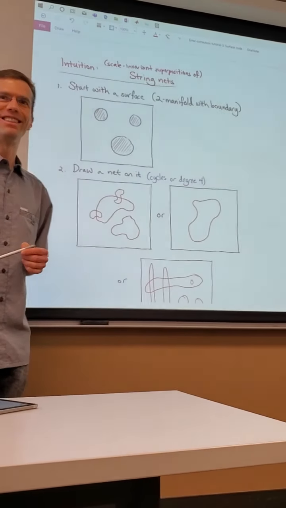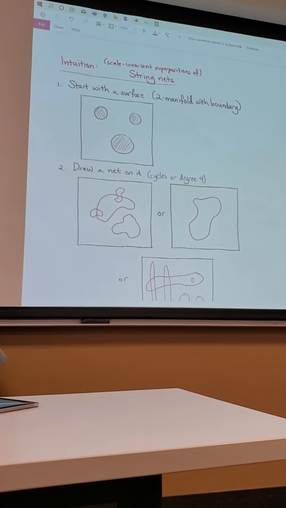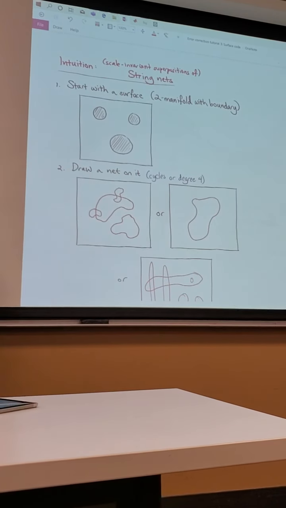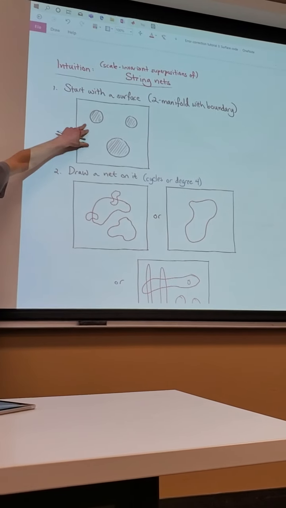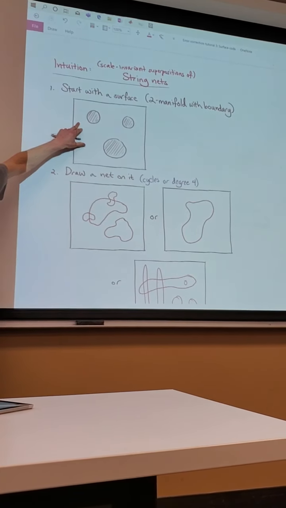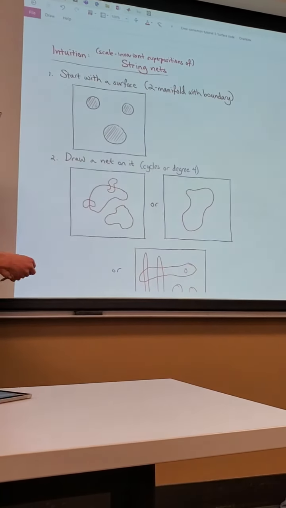This is a strange intuition, but I like it. I don't know why I like it. So imagine that we have a two-dimensional surface. Forget about qubits. Just pretend this is continuous. All right, so it's a two-dimensional surface.